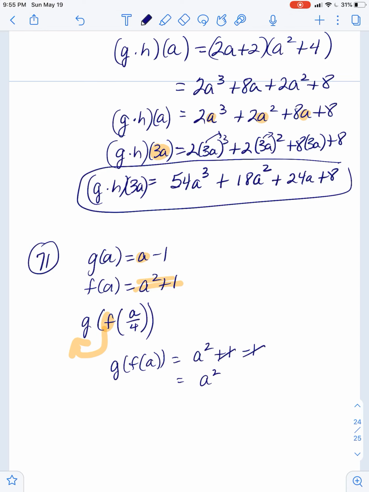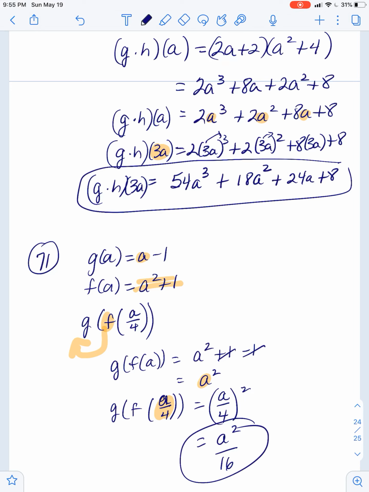Okay? So now I'm going to do g of f of a over 4, which means to take a over 4 and put it in place of a. So again, it says to take a over 4 and put it in a. It's squared, so that's a squared over 16. Okay? So that is your function stuff. Again, if you need any more help with that, just let me know.